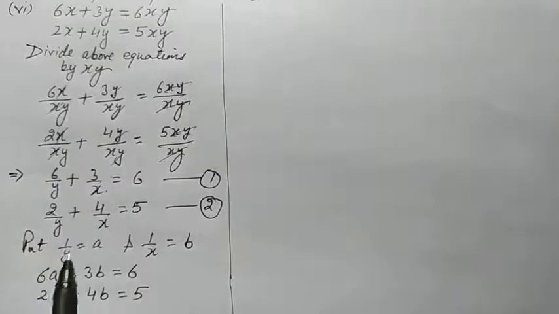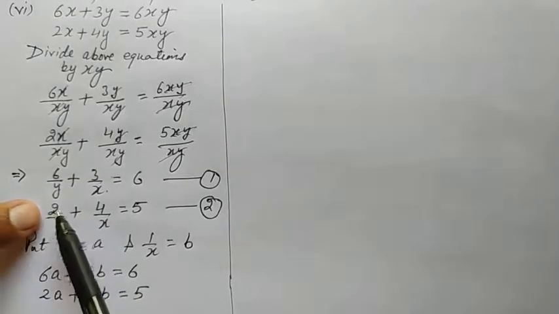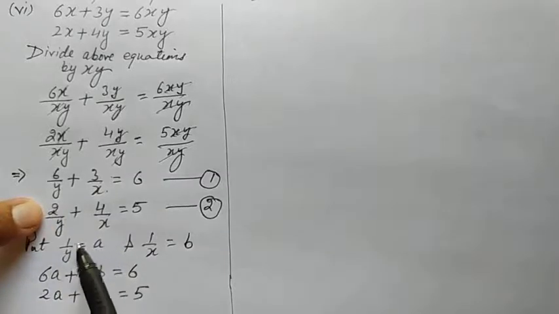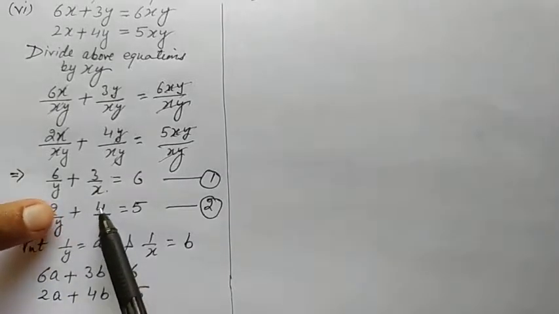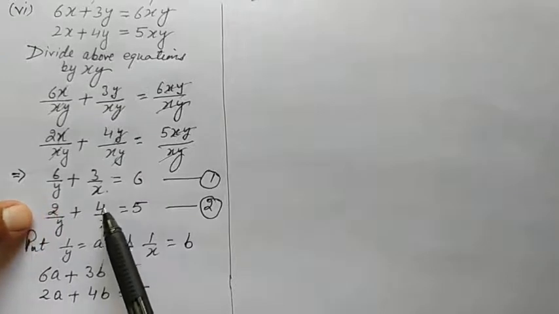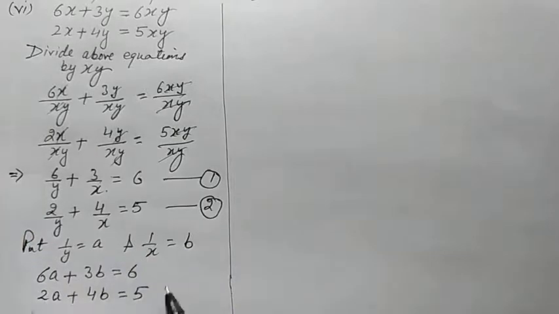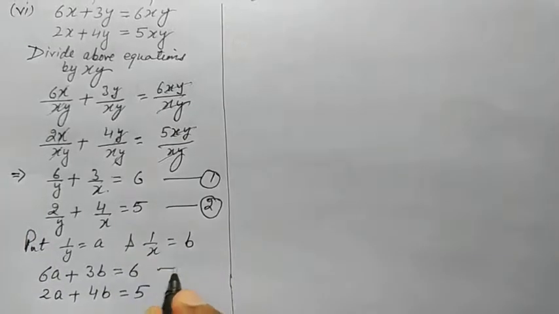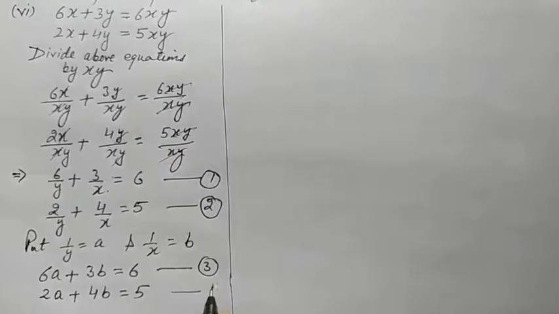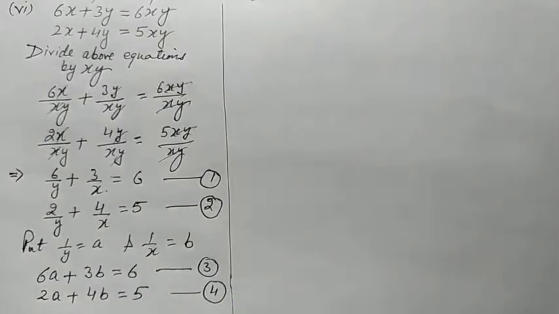So again I tell you, 2 over y means 2 into 1 by y. So 2 into 1 by y is a, so it becomes 2a plus 4 over x means 4 into 1 by x. So 4 into 1 by x is b, so it becomes 4b is equal to 5. So this way I have changed these two equations, and we get equation 3 and equation 4.